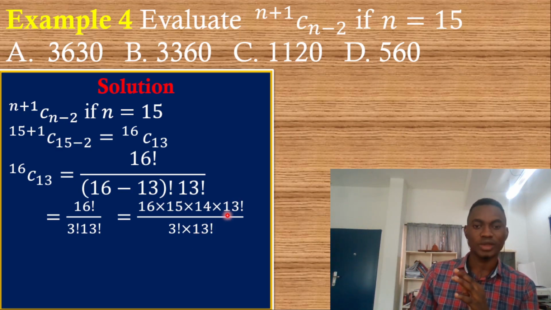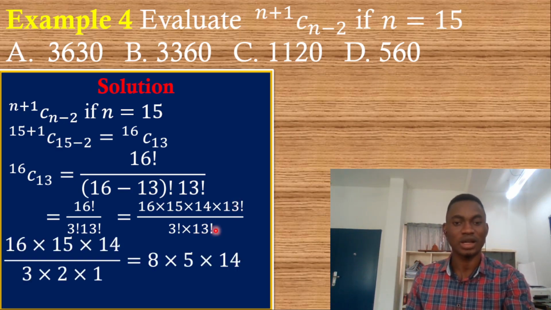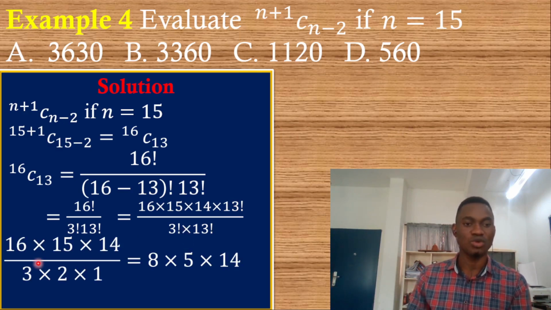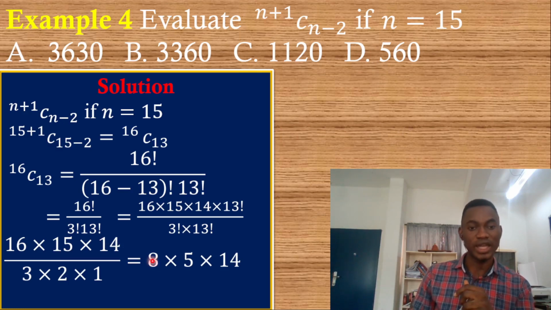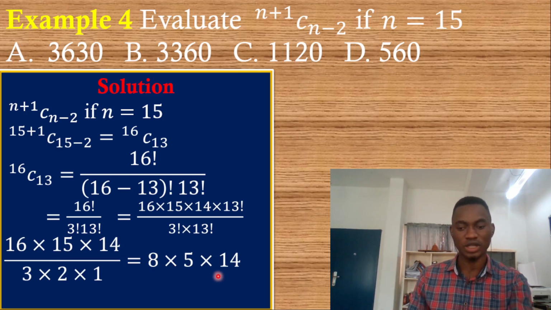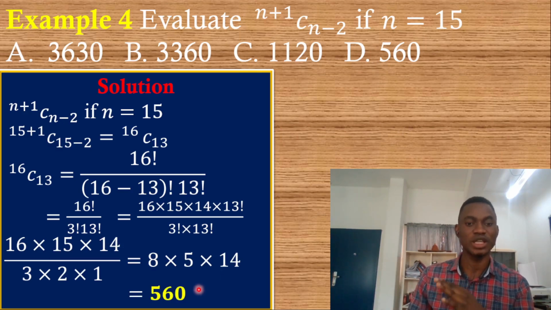So at this point, 13 factorial and 13 factorial cancel out, so that we'll have 16 times 15 times 14, and 3 factorial is 3 times 2 times 1. Is that clear? So 3 here can divide 15 to give us 5. Then 2 at the bottom can divide 16 to give us 8. So what we have left is 8 times 5 times 14, and that returns 560. So option D is the correct option.